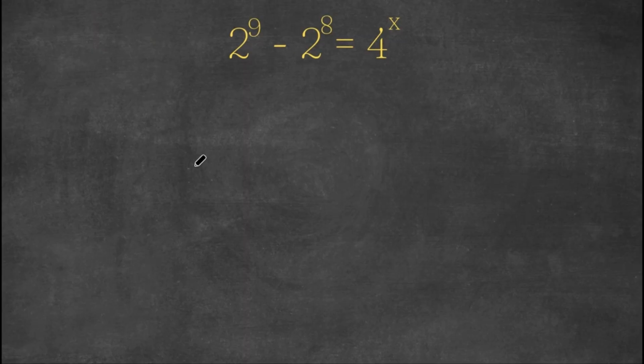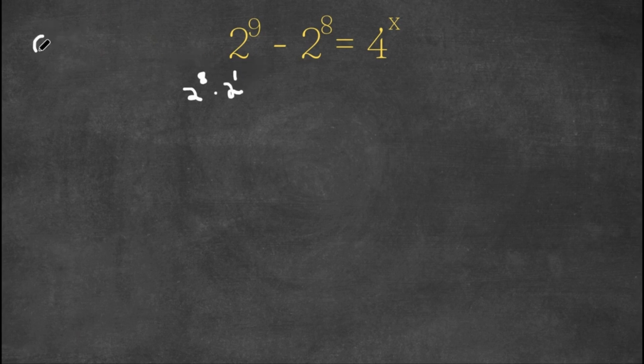In today's video, I'm going to be teaching you guys how to solve this exponential equation. So we have 2 to the power of 9 minus 2 to the power of 8 equals 4 to the power of x. Now what I'm first going to do is I'm going to rewrite 2 to the power of 9 as 2 to the power of 8 times 2 to the power of 1.